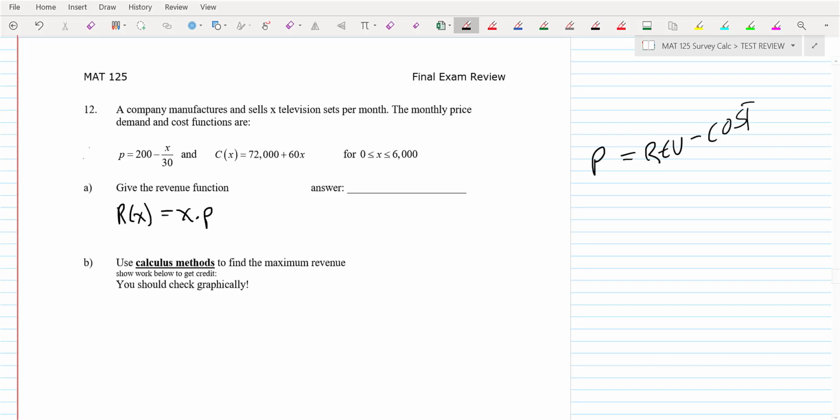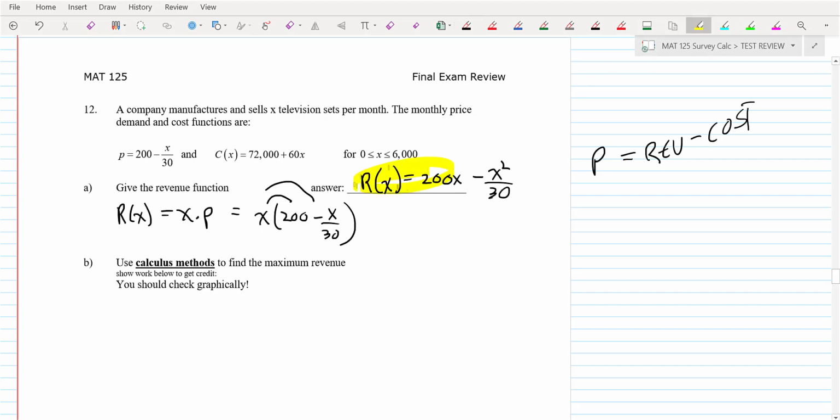Okay. So actually, for the revenue function, all you do is take the price function that I gave you. That's called a price demand function. If a student wrote it this way, I wouldn't count you wrong because it's right. It's just that you want to go ahead and multiply it out because you're going to have to do the derivative in a minute anyway. So you'd have the revenue is 200x minus x squared over 30, like that.